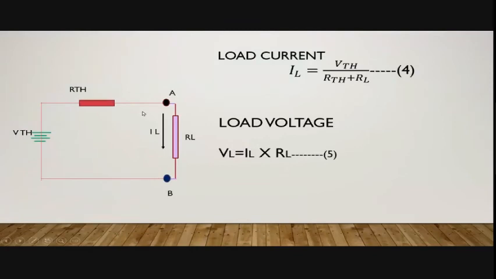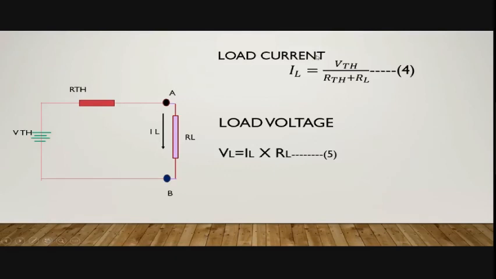Now see, look at the circuit. It looks so simple. This is your voltage source VTH. This is your Thevenin resistance RTH. And we have connected this between the points A and B. Now again, you join the load resistance RL. So now calculating the load voltage and load current becomes very simple. In this circuit, you have VTH voltage. The total resistance here is RTH plus RL. So load current will be VTH divided by RTH plus RL.